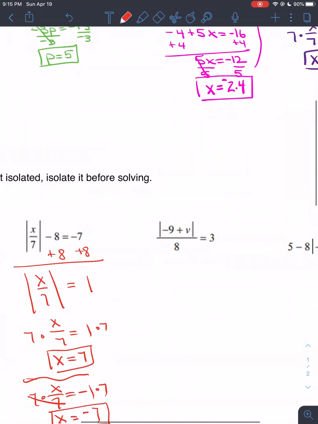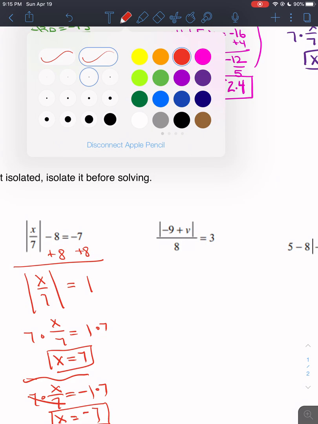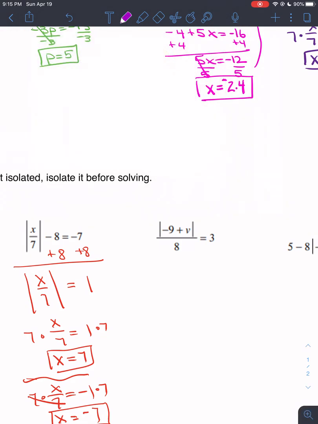Okay, let's do one with division. We're going to get rid of that division by multiplying both sides by 8. So I get negative 9 plus v equals 24. Now we're going to drop those absolute value bars, and we're going to do it with positive. So we add 9 to both sides. So we get v equals 33.